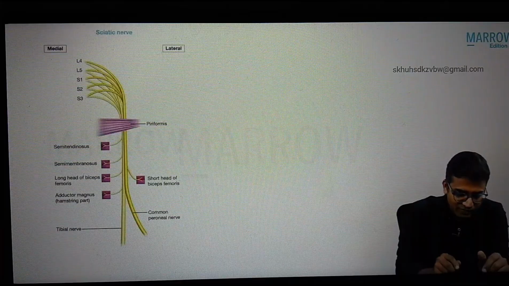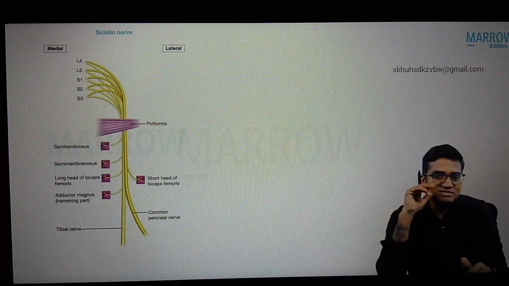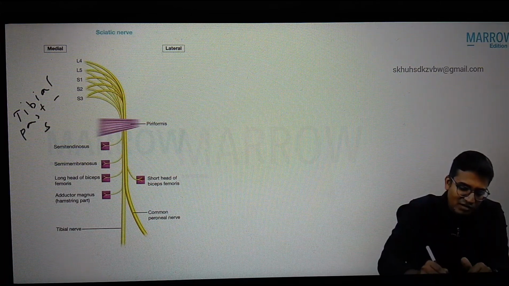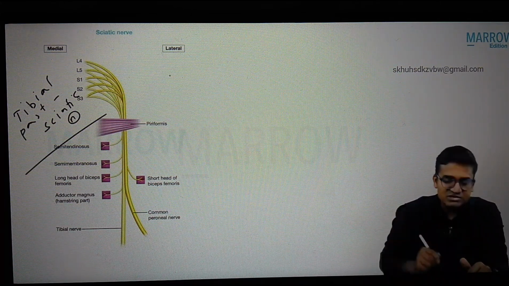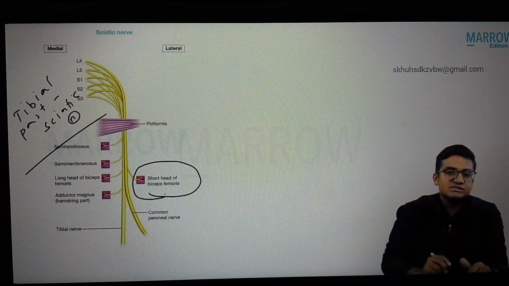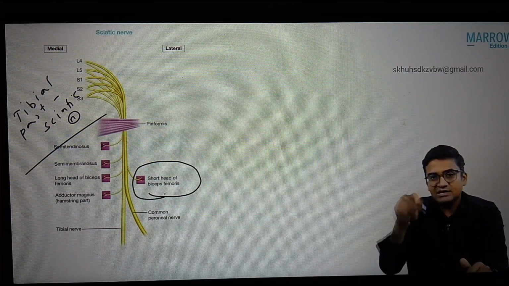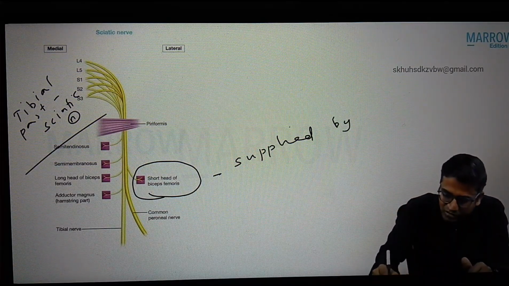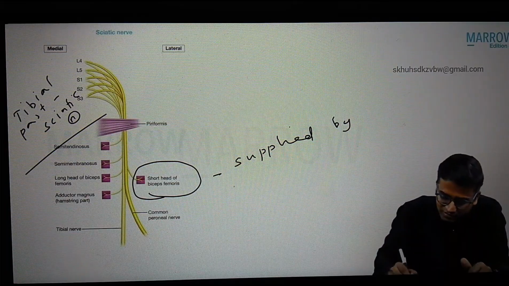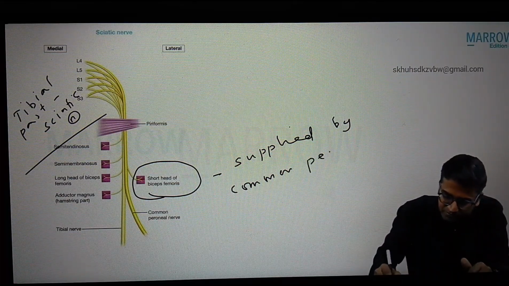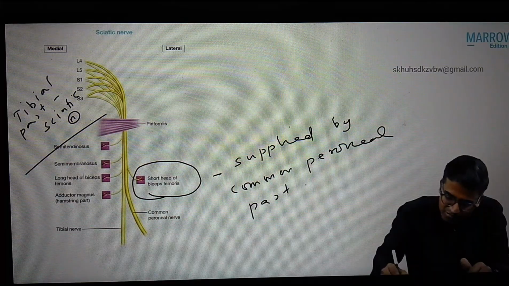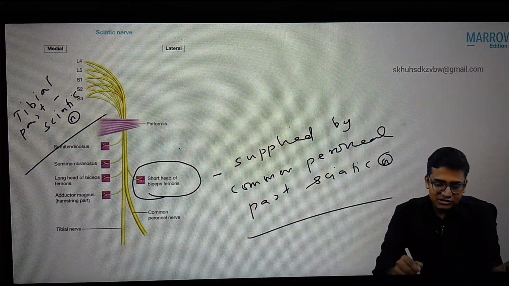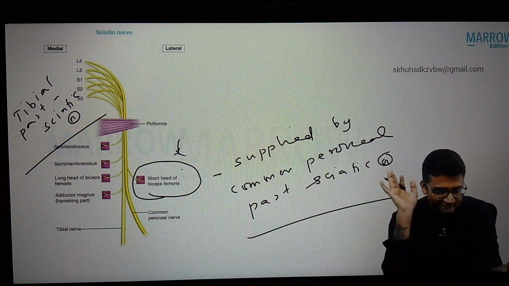Okay, right. Now, what about the nerve supply? I told you all the hamstring muscles are supplied by the tibial component of the sciatic nerve, except one muscle. Which muscle? The short head of biceps femoris. The short head of biceps femoris is not supplied by the tibial part of the sciatic nerve. It is supplied by the common peroneal part of the sciatic nerve. Okay. So please remember, the short head of biceps femoris is not supplied by the tibial part of the sciatic nerve.